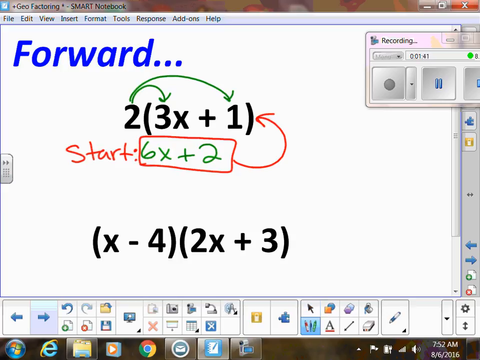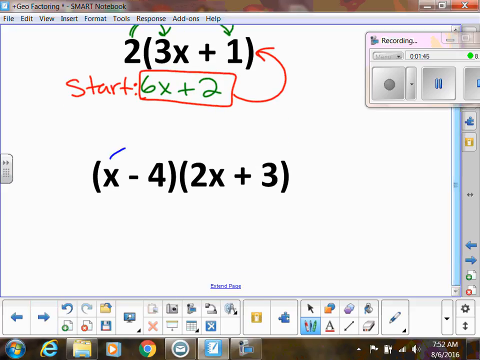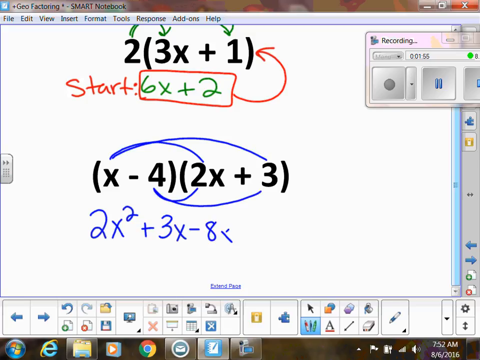Same thing down in this problem. This is just two binomials and we would distribute. So I would distribute the x, 2x squared plus 3x, and then distribute the negative 4, negative 8x minus 12. And then we would combine like terms, and we would get a trinomial for our answer.